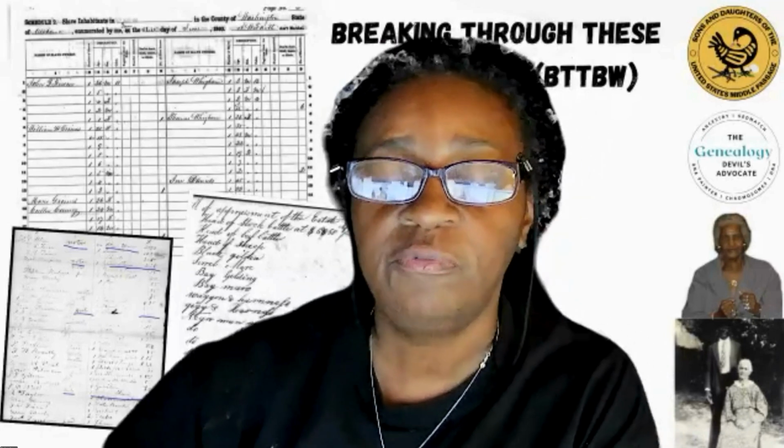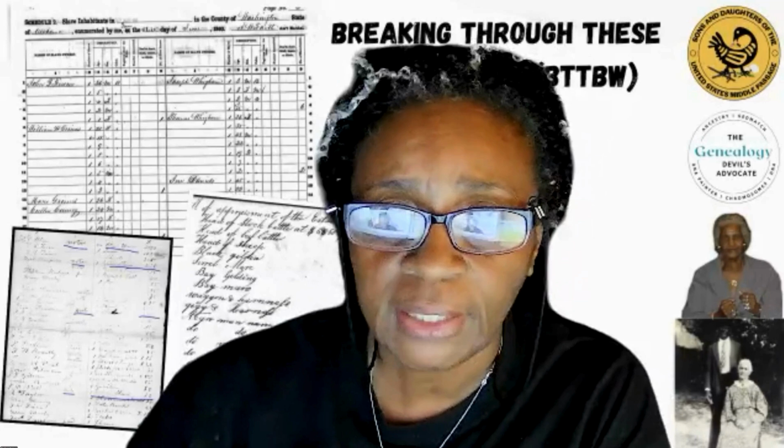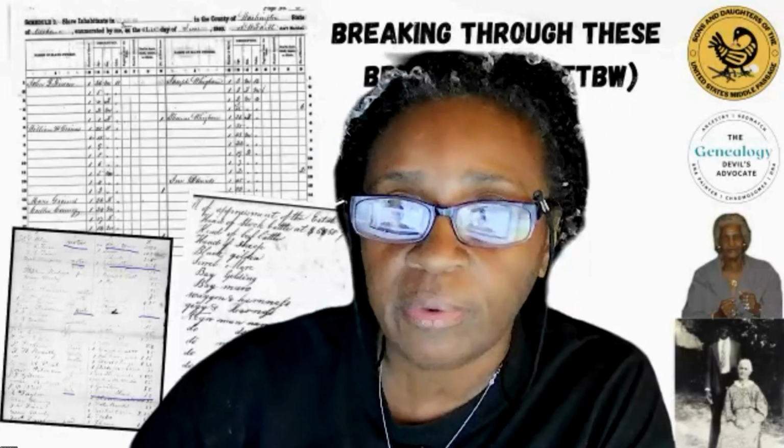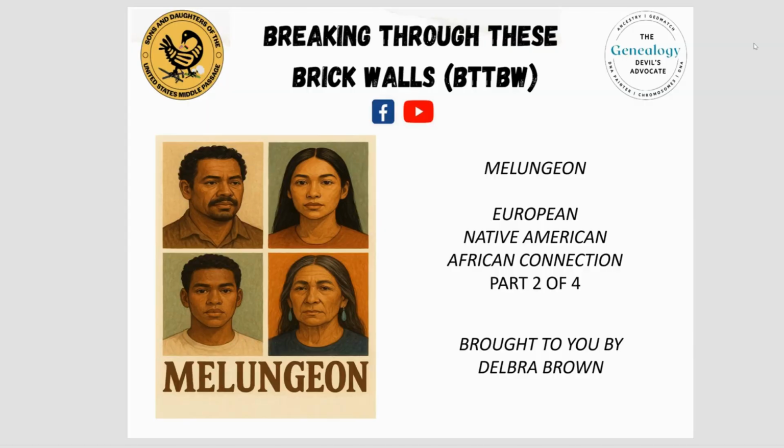Thank you guys for coming to part two of this four-part session this month, where my goal is to highlight some of the information that I'm finding while researching Alabama and Georgia and the Native Americans. Tonight's session is on the Melungeon, European, Native American, African connection, part two of four. And how do we connect? This is just my way of breaking down and explaining what I've researched and what I've found.